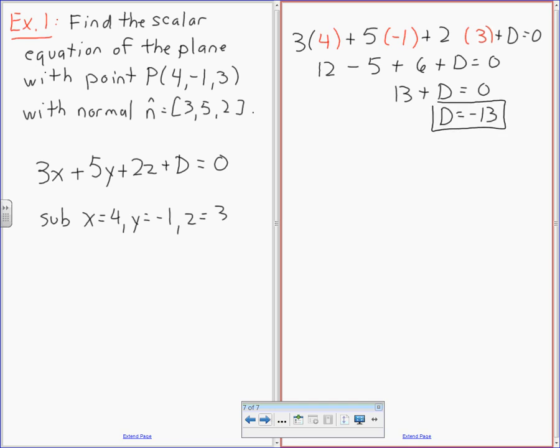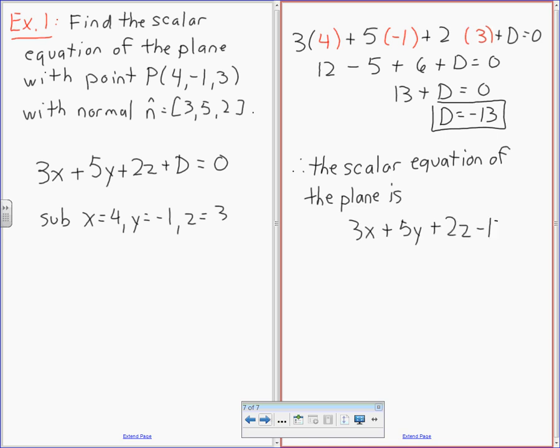Therefore, the scalar equation of the plane is 3x plus 5y plus 2z minus 13 equals 0. All right, here we go. Questions, fears about that before I keep going?